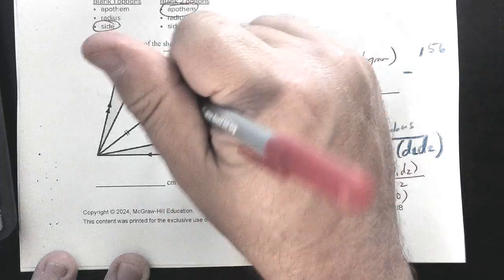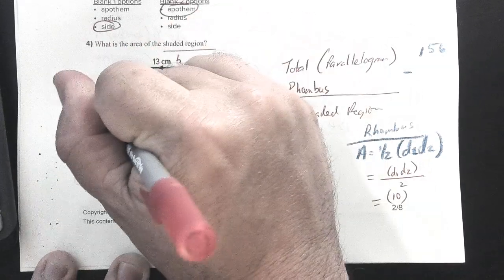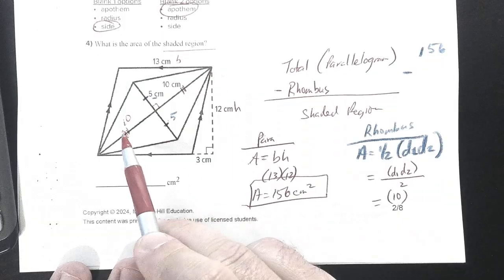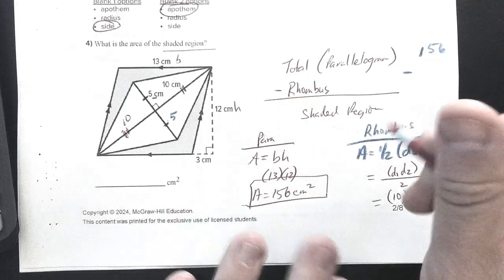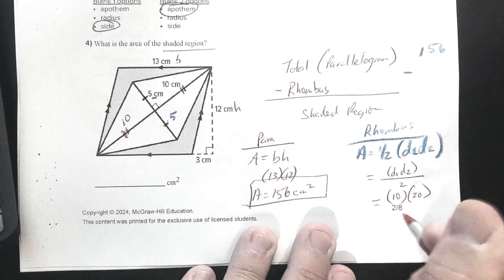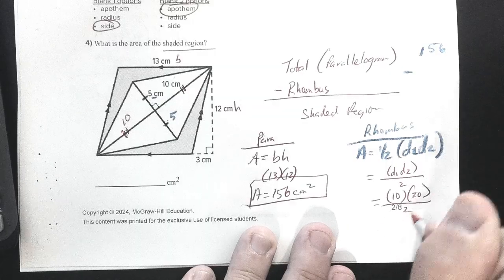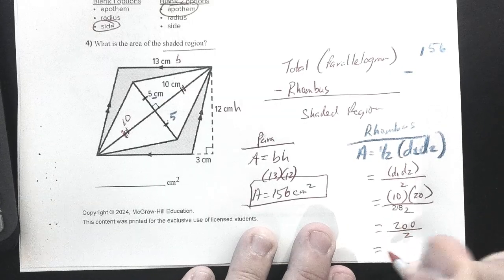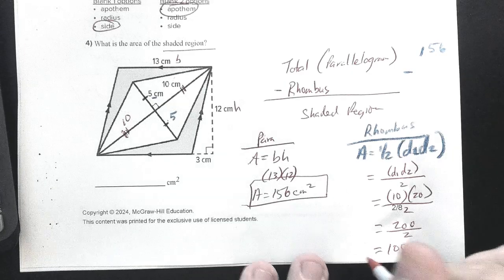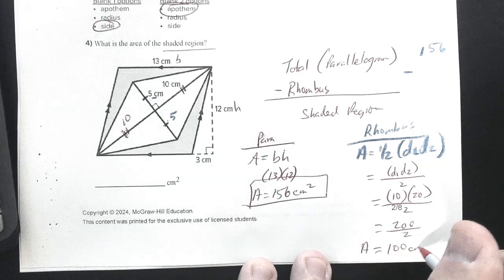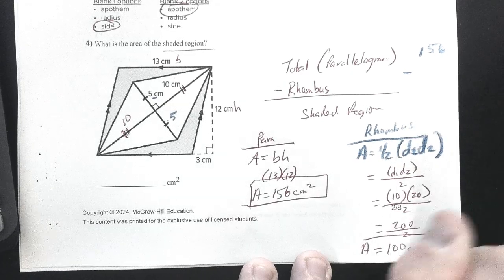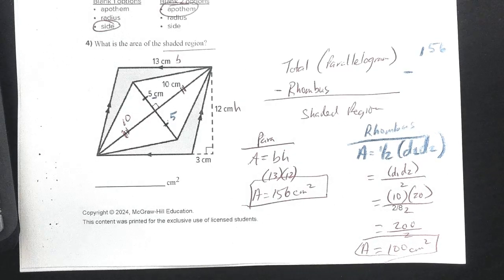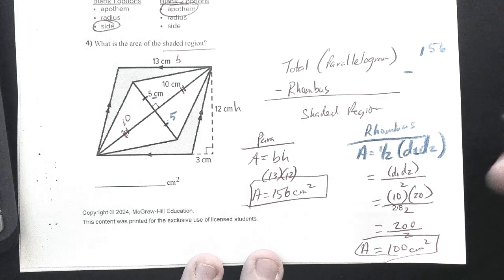And then this means these two are congruent. This is 10, so this is 10. So diagonal 2 is 10 plus 10, or 20. All right, so 10 times 20 is 200, divided by 2 means that the area of the rhombus, not a kite, is 100 centimeters squared.